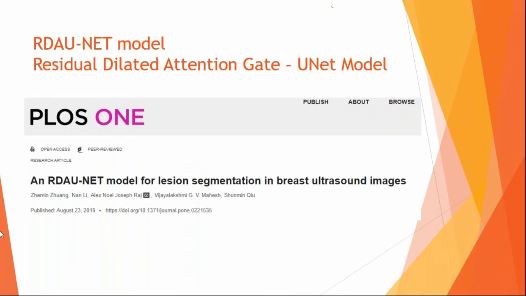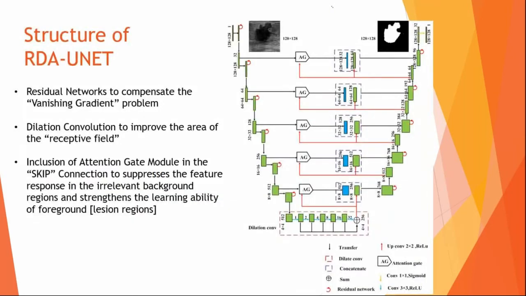Yeah, fine. The first model, we call this the RDA unit. It's the residual dilated attention gate unit model. It was published in PLOS One. It's open source, you can refer to this. So we kept the shape of this particular unit. The architecture remains the same, but there are a couple of modifications. The first modification is with respect to these parts.